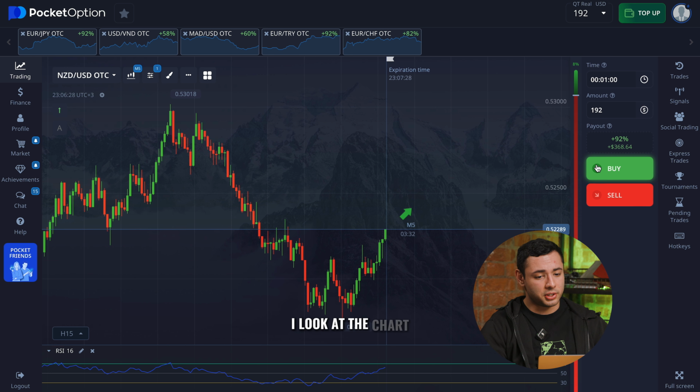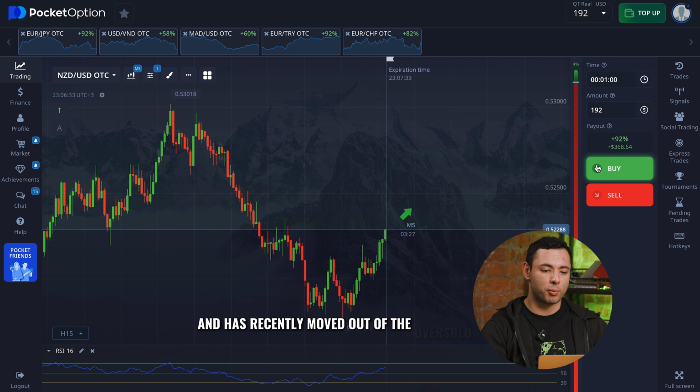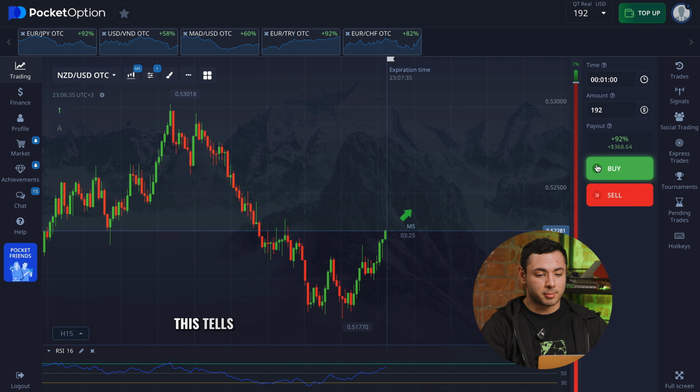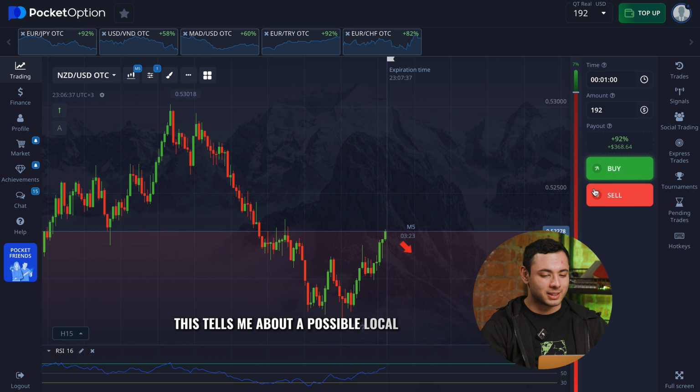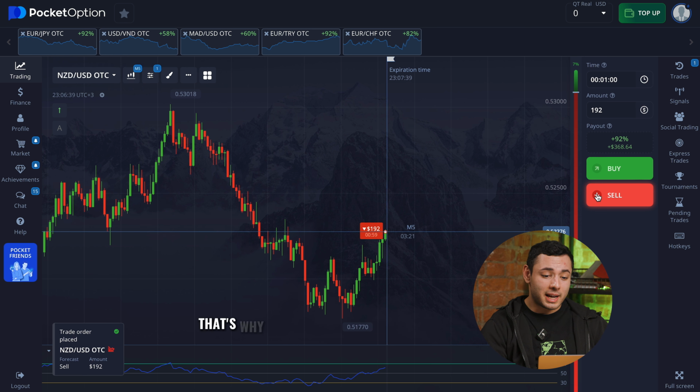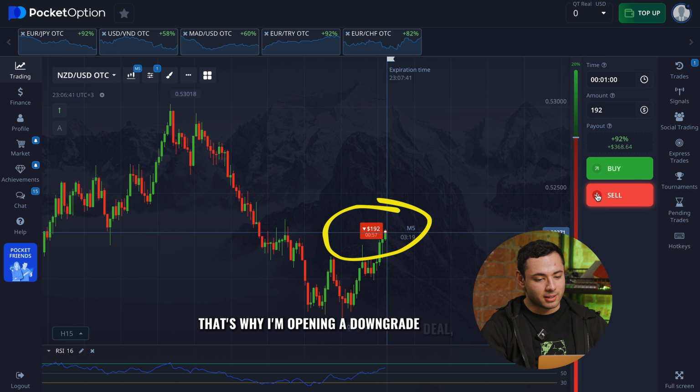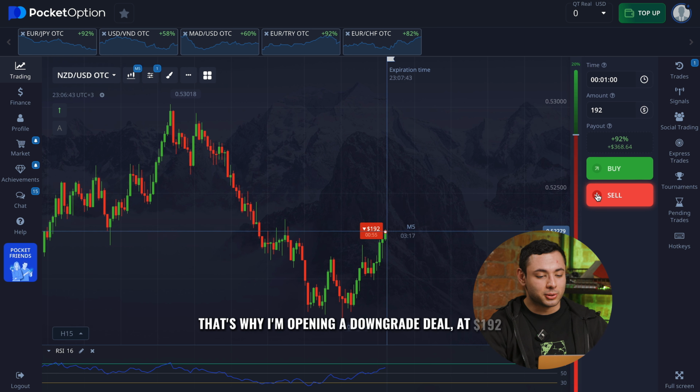I look at the chart and see that the RSI indicator is set for 16 periods and has recently moved out of the oversold zone. This tells me about a possible local downward reversal. That's why I'm opening a downward deal at $192.